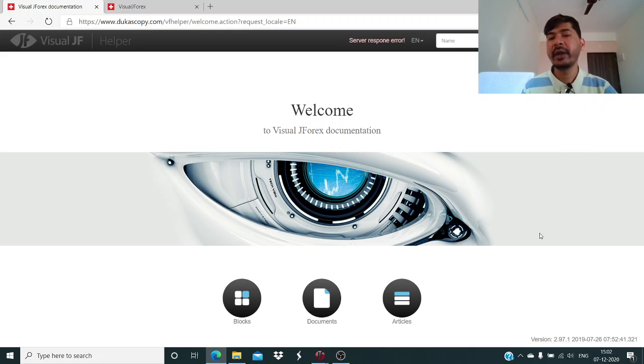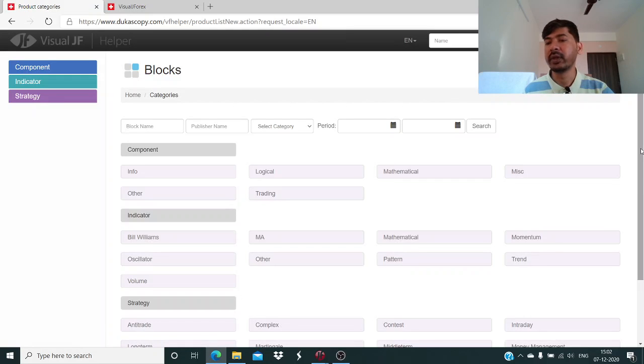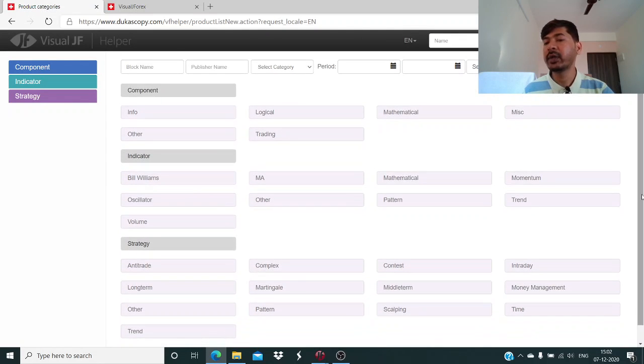Myself Vaibhav. In today's session of Visual JForex, I will be explaining to you the use of the indicator block named Money Flow Index. This is an oscillator indicator which is designed to trade using the price action as well as the volume data, and we will see how we can utilize this indicator to design and develop algorithms on the Visual JForex platform, which we can utilize on the JForex platform to keep running on our behalf and trade day in day out.